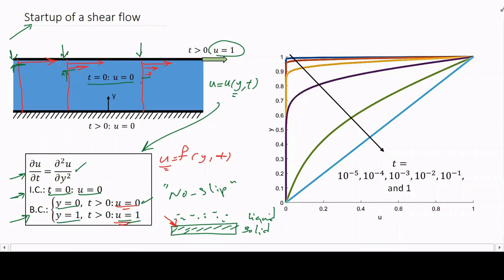And after a sufficiently long time, what you will get is this type of profile. On the right hand side, we have plotted the results that we have obtained after solving this partial differential equation, and the results have been shown here for various times. And you can see after a sufficiently long time you get this linear profile that I mentioned here.